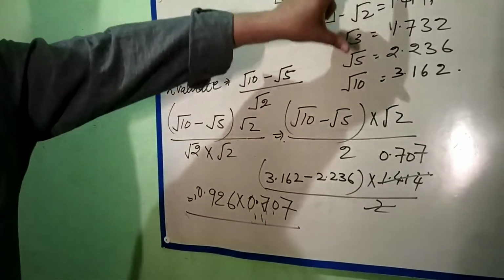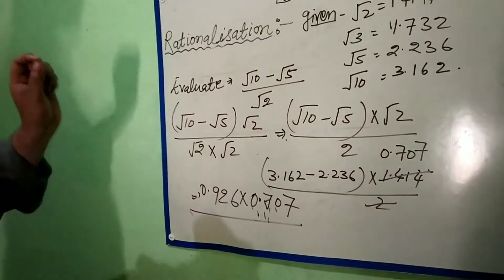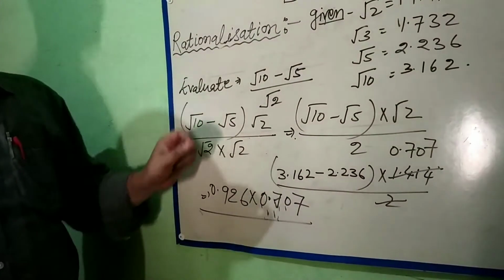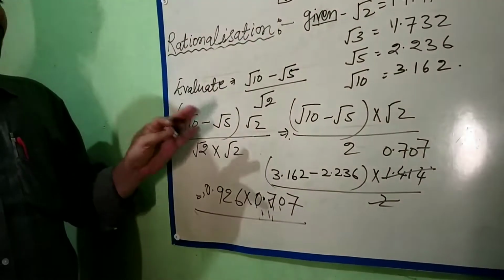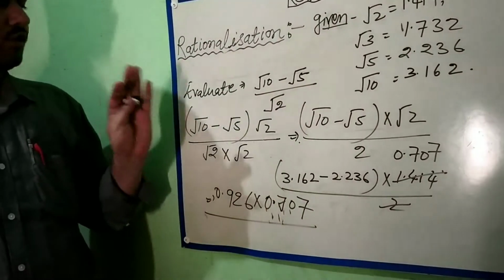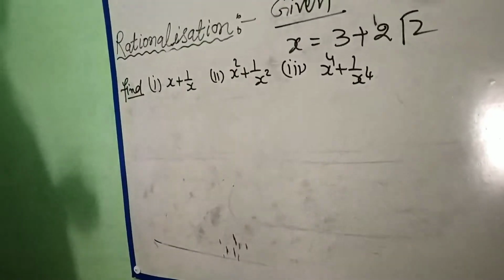So before finding whatever value we have to find, first of all the process is rationalization. First you will rationalize, then after that you can do anything, whatever you have to substitute and however you have to solve. Let us take another example.